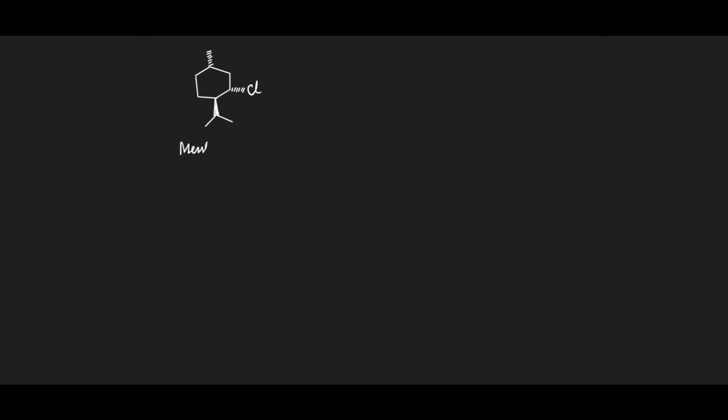Consider the elimination of this cyclic chloride. This is called menthyl chloride. It has 2 beta carbons. This beta carbon has isopropyl group on wedge, therefore hydrogen must be on dash. Similarly, this beta carbon has 2 hydrogens. Let us put cyan blue hydrogen on wedge and red hydrogen on dash.